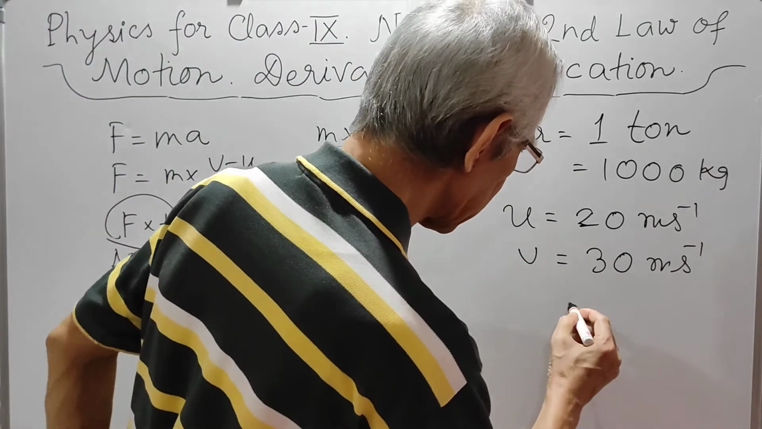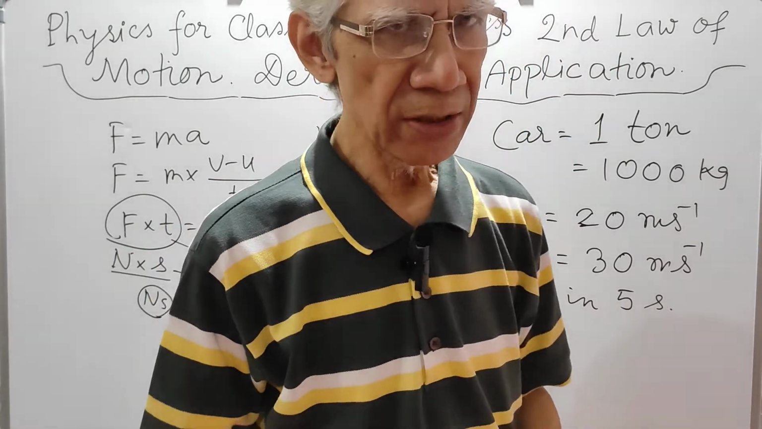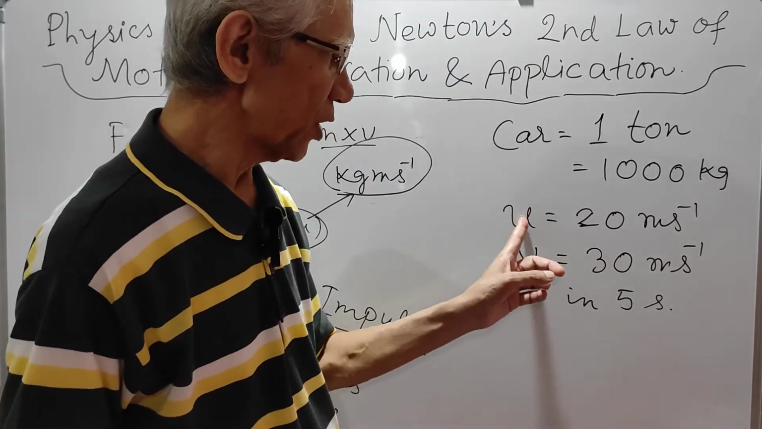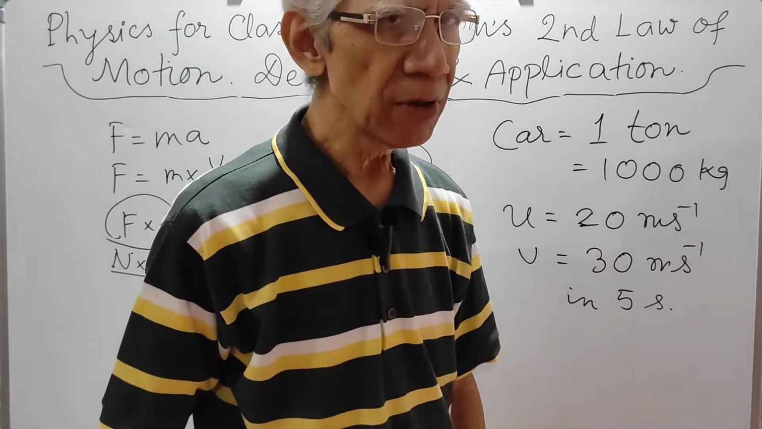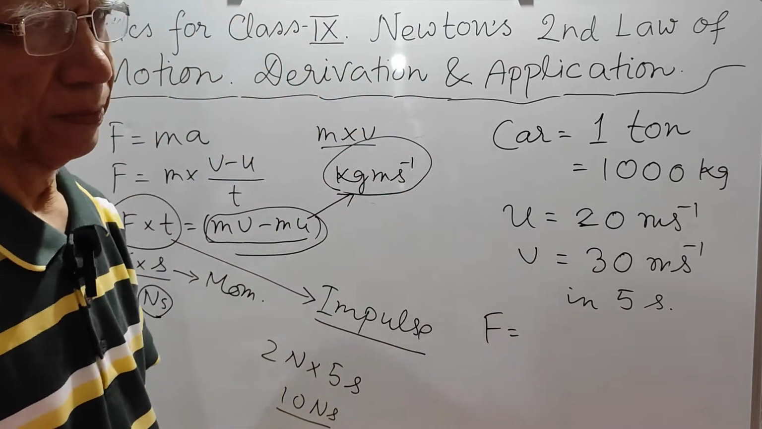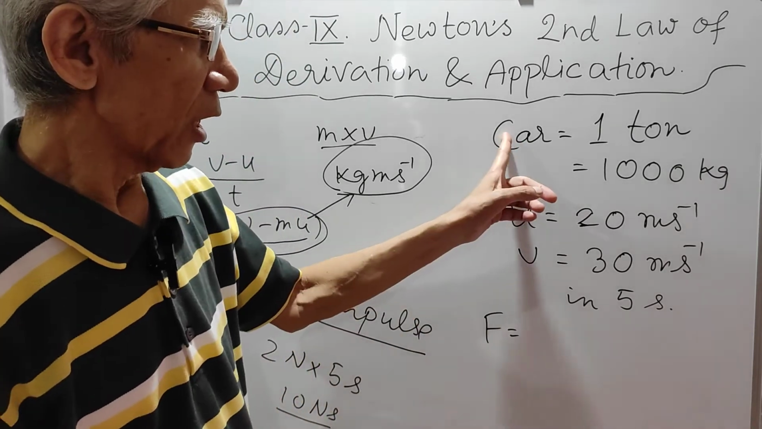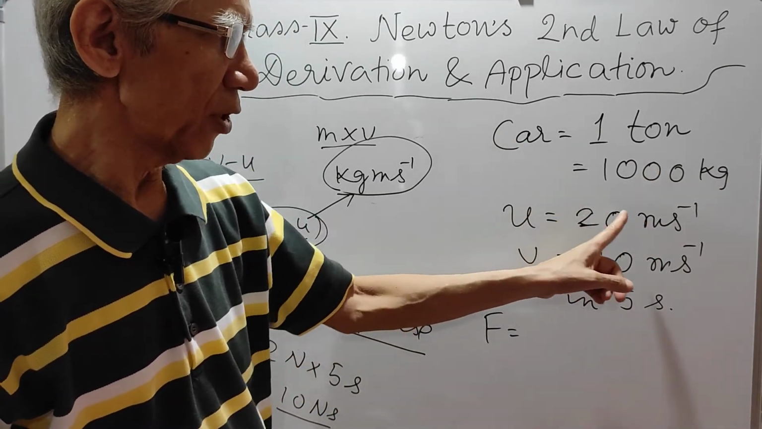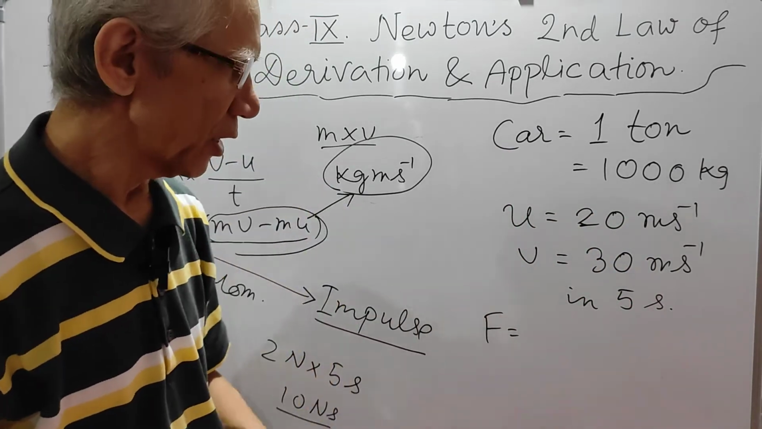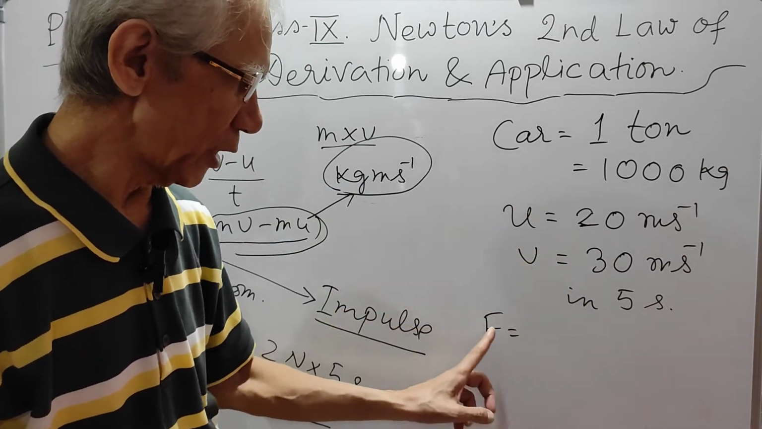30 meter per second in what time? In 5 seconds. The driver has applied the accelerator for just 5 seconds. In 5 seconds, the velocity has increased from 20 to 30. Now the question is, what is the force applied on the car by the accelerator? So a car moving with this uniform velocity, then the driver applies the accelerator for 5 seconds constantly, and the velocity increases to 30. Now you are required to find the force.